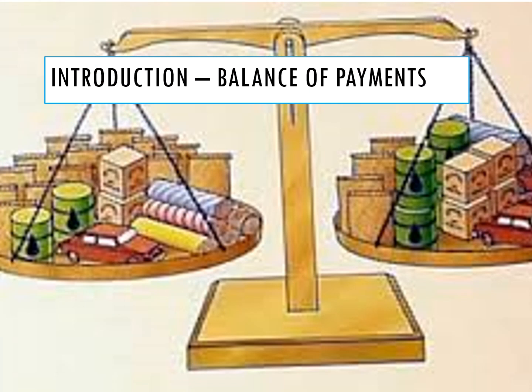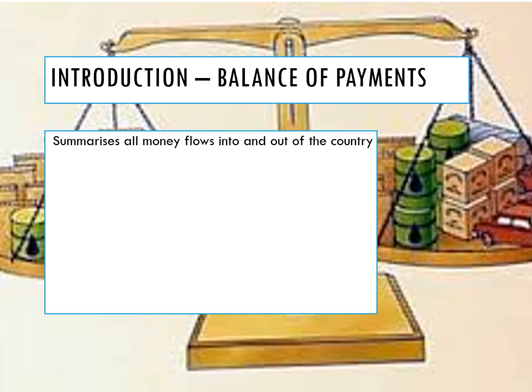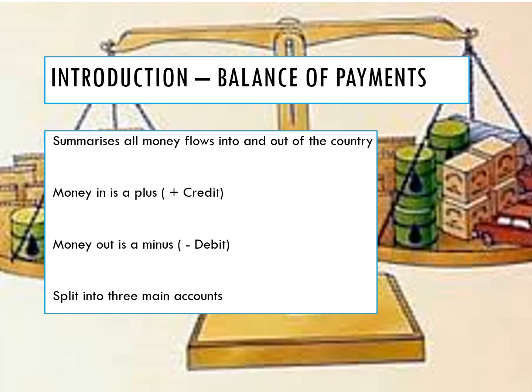So in the UK, how do we put together the UK balance of payments? Well, the UK balance of payments summarizes all the money flows into and out of the UK. Money in is a plus, and we call that a credit, a positive amount to the balance of payments. And money out is a minus, and we call that a debit. All the transactions that result in money flowing into and out of the UK are classified into three main accounts.